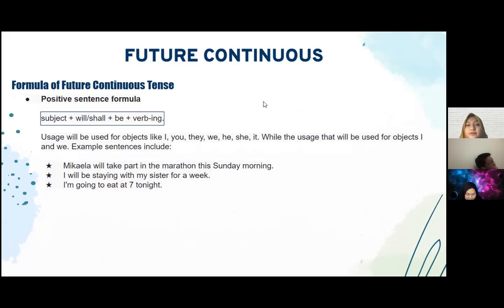And there is a formula of future continuous tense. The first one is the positive sentence formula. Subject plus will or shall plus be plus verb ing. Will can be used for subjects like I, you, they, we, he, she, it, while shall is used for subjects I and we. Example sentences include, Michaela will take part in the marathon this Sunday morning. I will be staying with my sister for a week. I'm going to eat at 7 tonight.